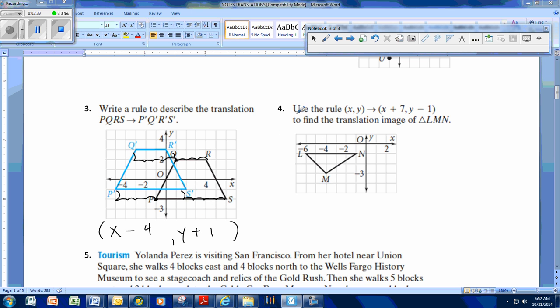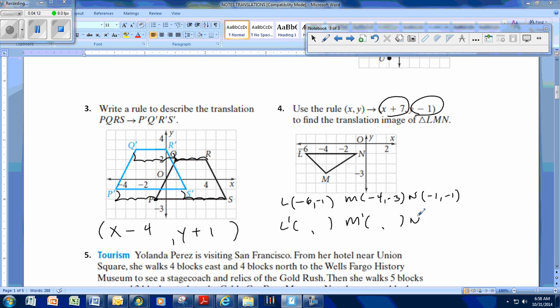The next thing we're going to do here is use the rule to translate the shape and figure out its image's coordinates. So first, if I look, the point L would be -6, -1. M would be -4, -3, and N would be -1, -1. If I apply these two rules to each coordinate, I'm going to have the image coordinates: L prime, M prime, N prime.